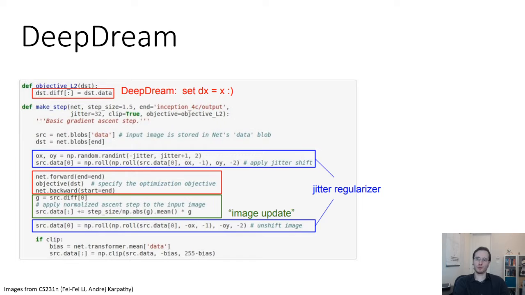And then when it actually applies a gradient step, what it's going to do is apply a little bit of jitter to the image. That's the bit that's highlighted in blue. Then it's going to run a forward pass, compute the objective, the one that sets delta to be the activations, and then run a backward pass. That's just backpropagation.